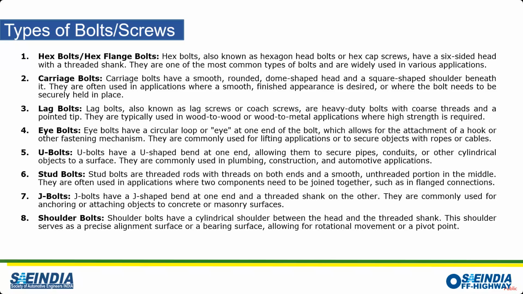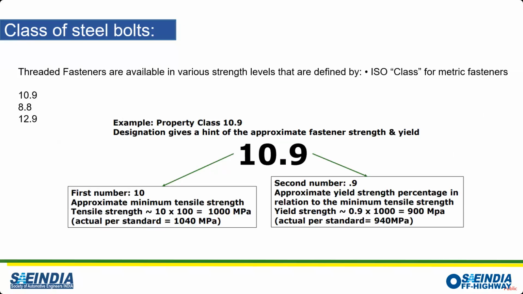So yeah, these are the types of bolts. Mostly we'll cover the hex bolt here for the calculation part in the next subsequent slide. In the class of the bolts, you might have seen the hex bolt head will have notations like 10.9, 8.8, or 12.9.